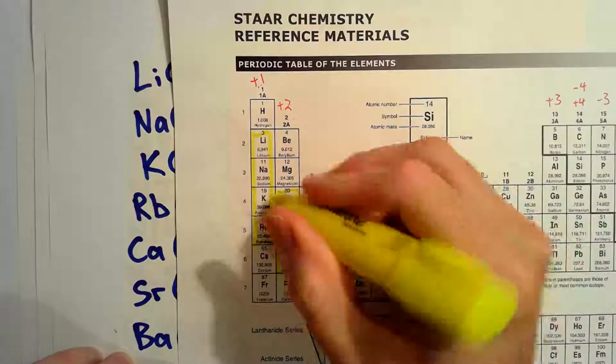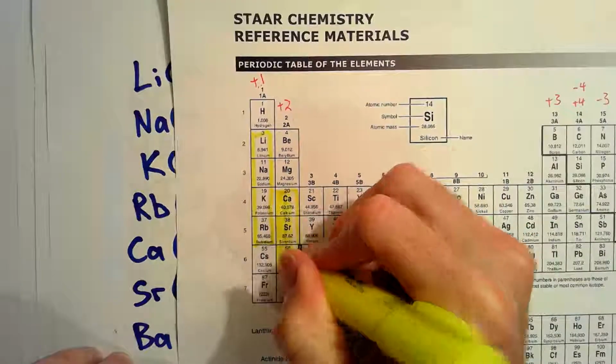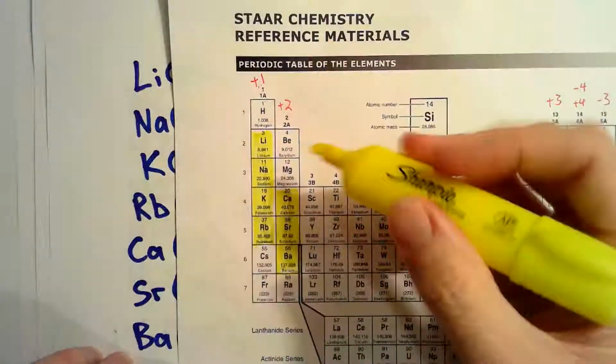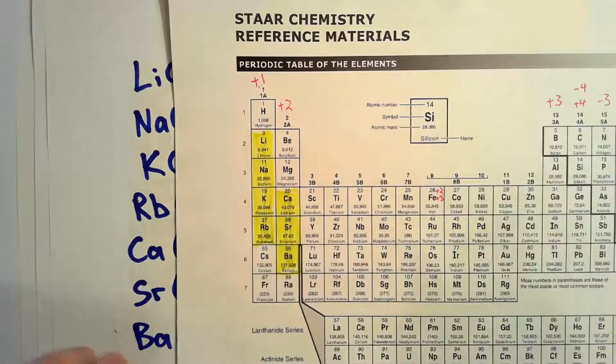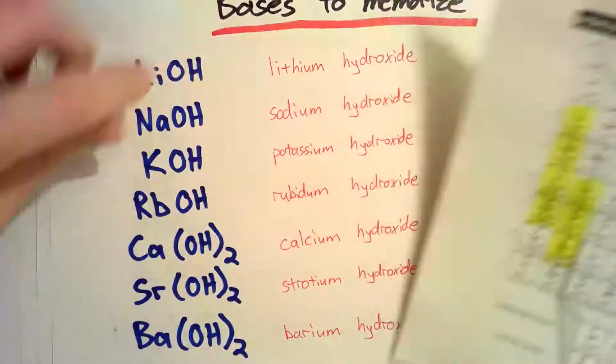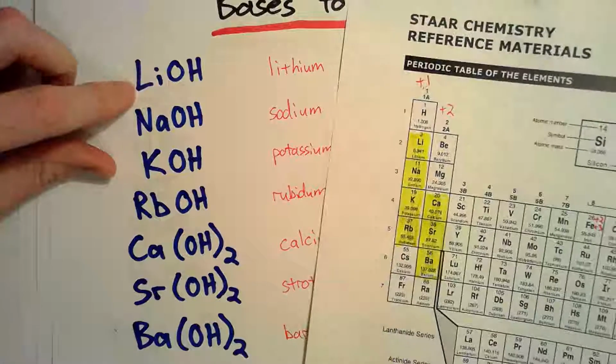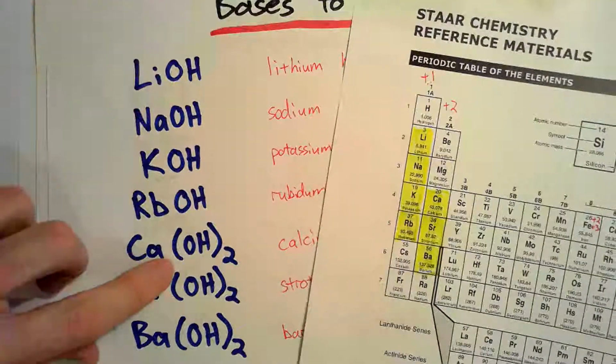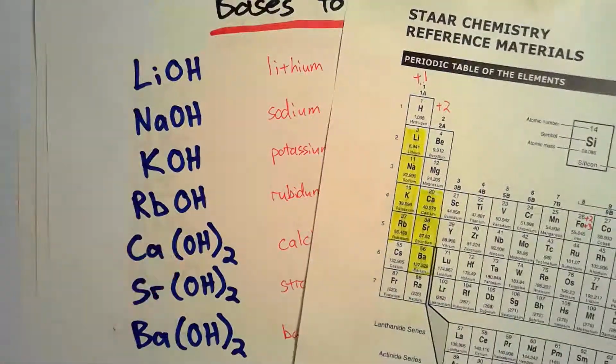So you can just know in the back of your head that all of these are going to be the bases I need to memorize. They will just be paired with a hydroxide. The group 1s are paired with 1 hydroxide, and the group 2s are paired with 2 hydroxides.